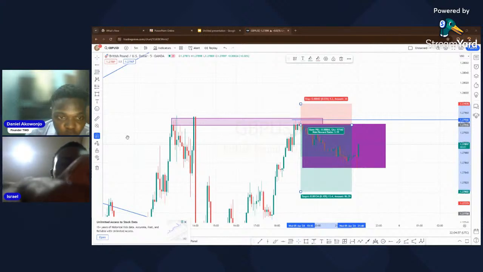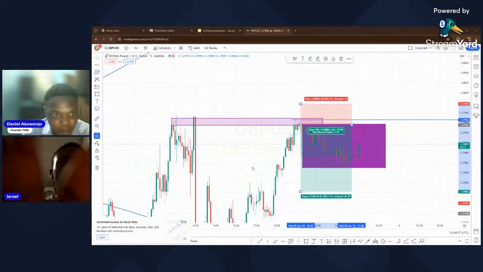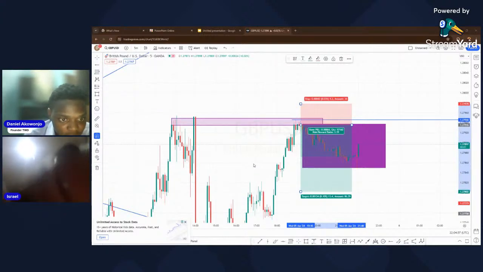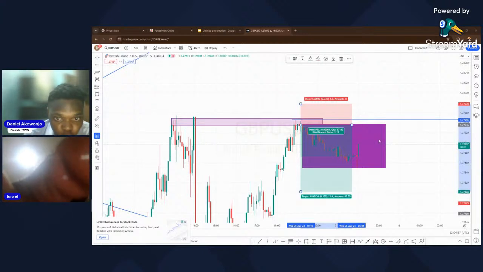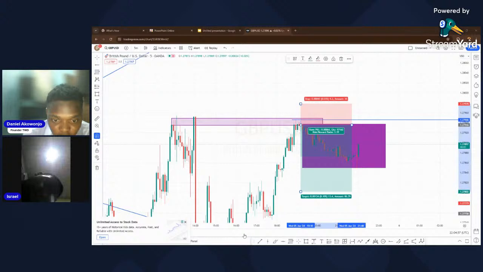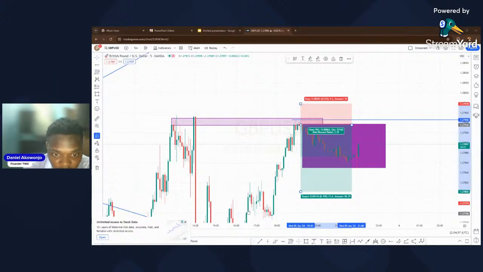Go to your MT5 on your phone. Let me share my screen. I'm not sure you'll be able to share your screen because it's your phone. You can't. Okay, let me minimize that and show you my screen again.